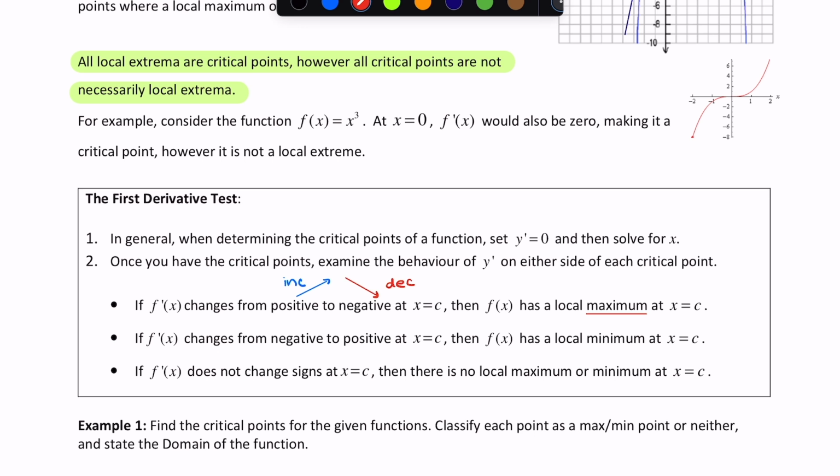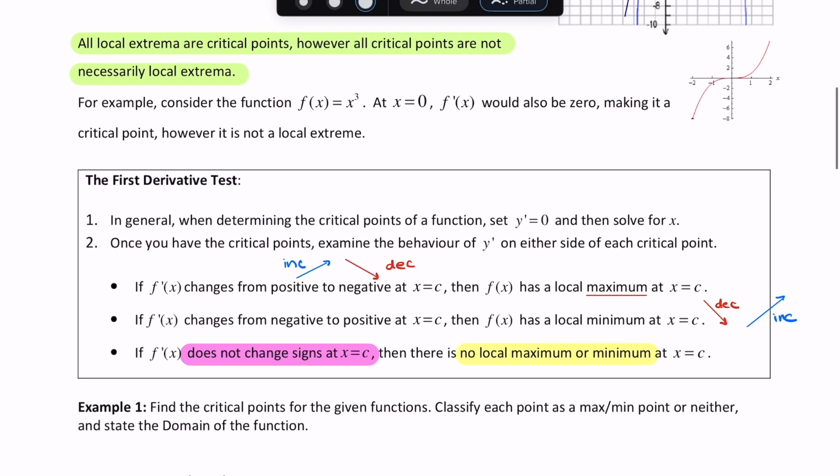If f prime of x changes from negative to positive at x equals c, then f of x has a local minimum at x equals c. This would be decreasing to increasing. Then if f prime of x does not change signs at x equals c, there is no local maximum or minimum at that particular point. This is important when we're looking at this first derivative test.